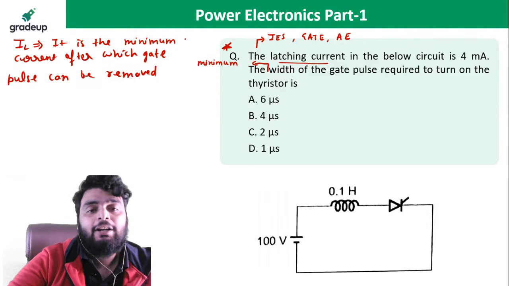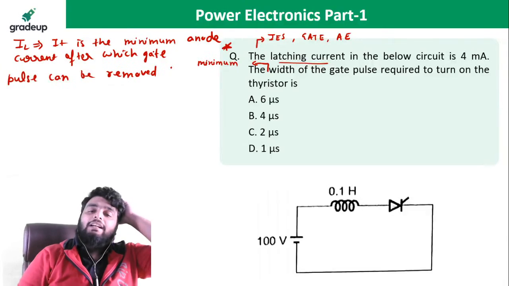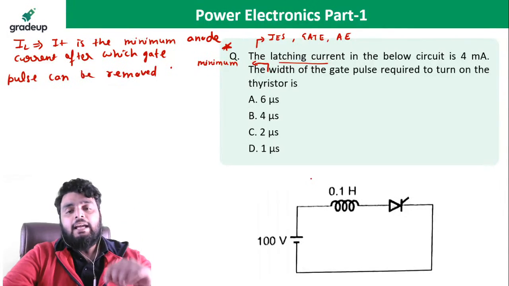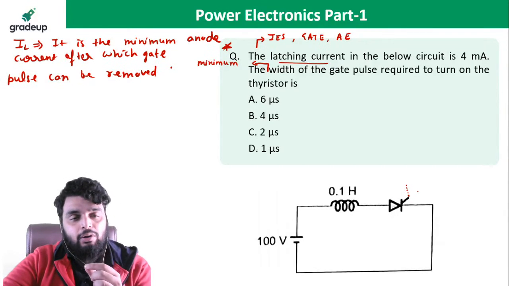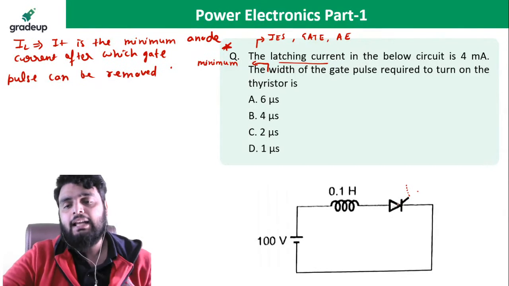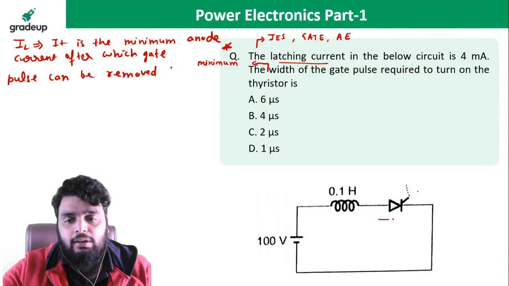It is a minimum anode current. Okay? Anode current, or you can say a switch current. So what is the latching current? See, what is the latching current? Whenever you provide a signal to a gate, a thyristor will turn on.